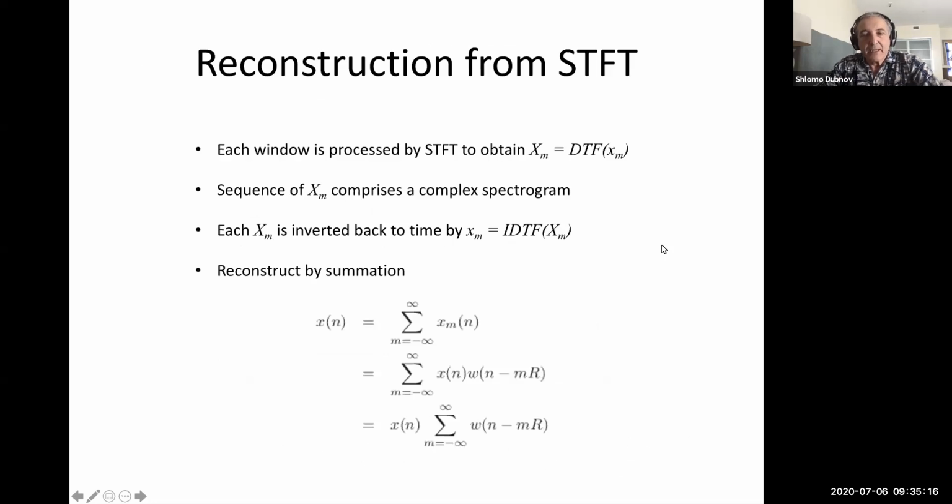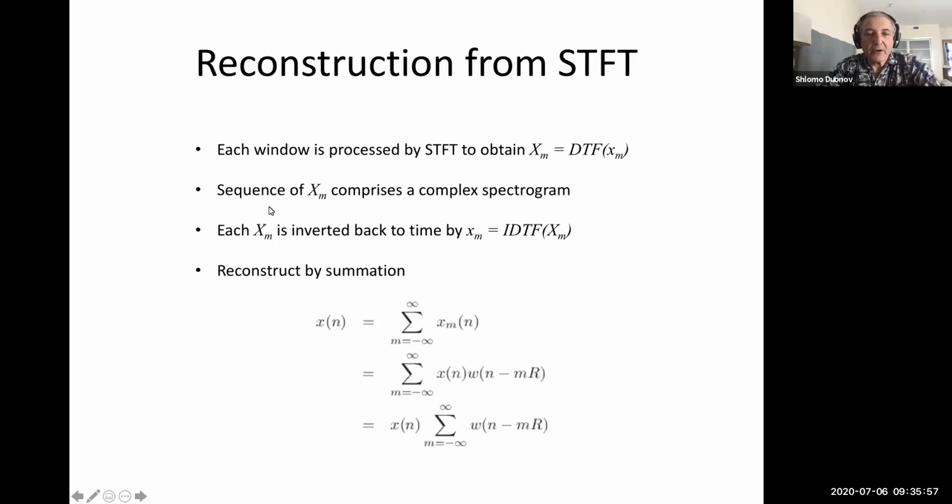Once we do that, we take each window and process it by a short-time Fourier transform, or basically process it by a DFT. Sorry, I'll have to change here. It's a DFT, not DTF. So we have a discrete Fourier transform. We process every frame and get a complex spectrogram or a Fourier analysis. The sequence of these Fourier analysis frames comprises a spectrogram, and this is a complex matrix. And you've already seen that if you started doing the assignment.